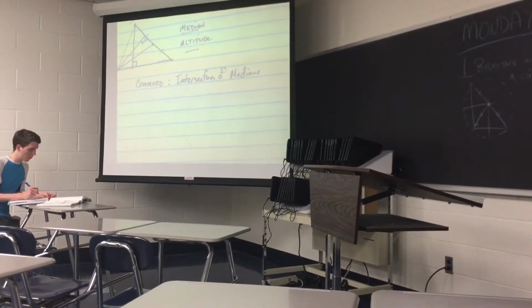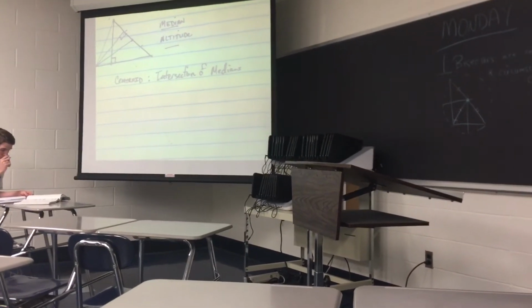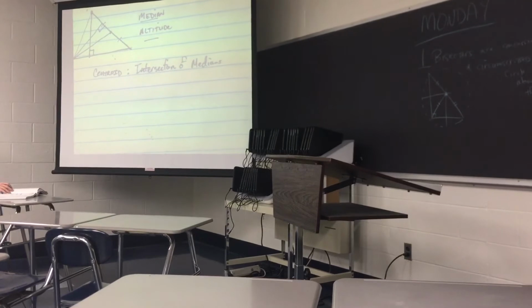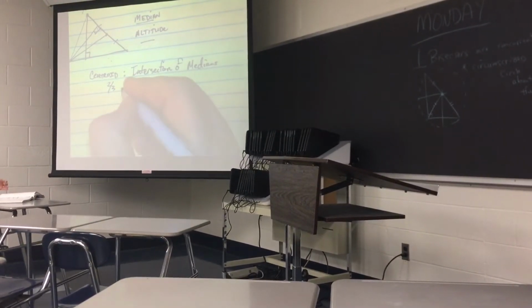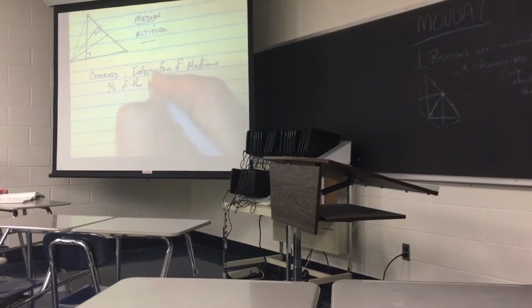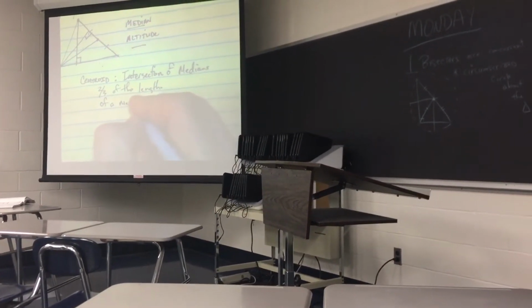All right, and then we had a fraction that represents the length of the centroid. What's the fraction? 2/3. 2/3, that's right. The centroid is 2/3 of the length of the median. All right, so that's all review.